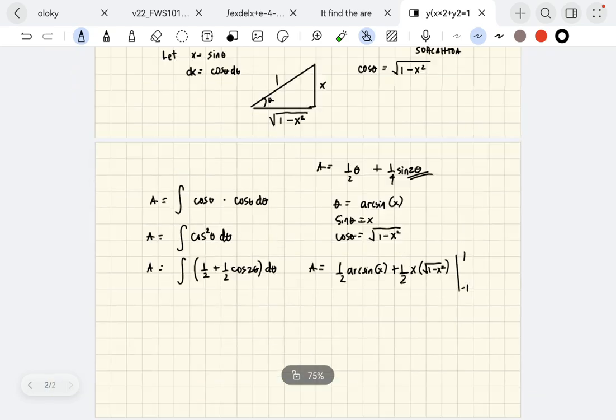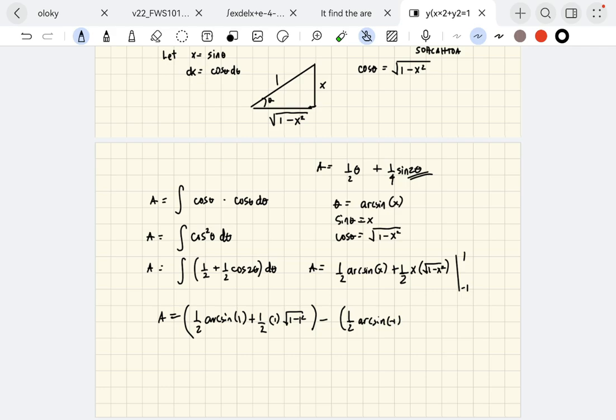Now let us solve this. So this would become 1/2 arc sine of 1 plus 1/2 times 1 times square root of 1 minus 1 squared, minus 1/2 arc sine of -1 plus 1/2 times -1 times square root of 1 minus -1 squared. Okay, this will become 0. This will become 0 too.